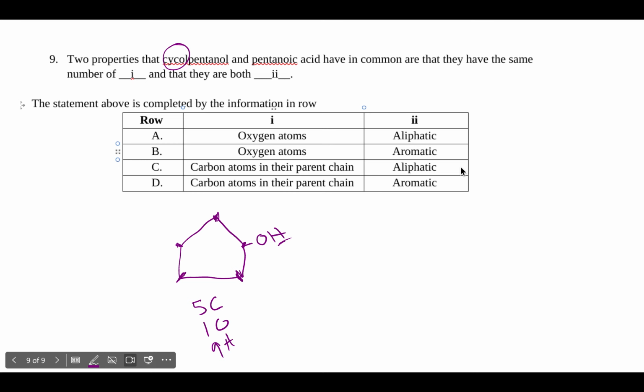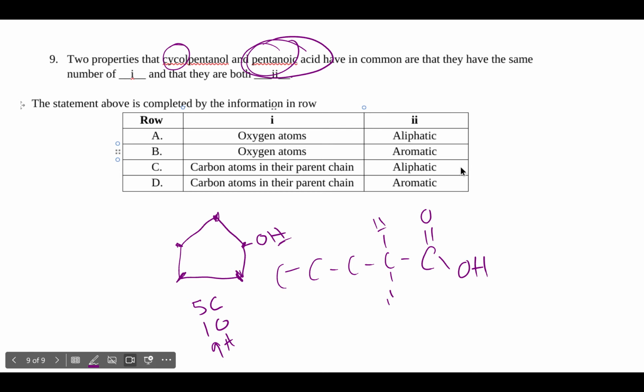So 9 hydrogens. So let's look at pentanoic acid. Pentanoic acid is a carboxylic acid, so it has the C double bond O, and a single bond to OH, and if it's penta, that means it's 5 carbons in its main chain, and then we'll fill in the hydrogens. So carbon 1, no hydrogens, carbon 2 gets 2, carbon 3 gets 2, carbon 4 gets 2, carbon 5 gets 3. So when you are looking at this one, you can hopefully see right away that there are still 5 carbons, but here there are 2 oxygens. So we can rule out A and B.